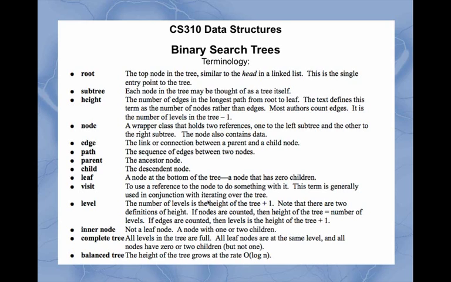Subtree. Each node in the tree may be thought of as a tree itself. And this idea of subtree is an important one because the rules apply recursively to every node in the tree. Everything to the left is smaller, everything to the right is larger. The height of a tree is the number of links in the longest path from root to leaf.